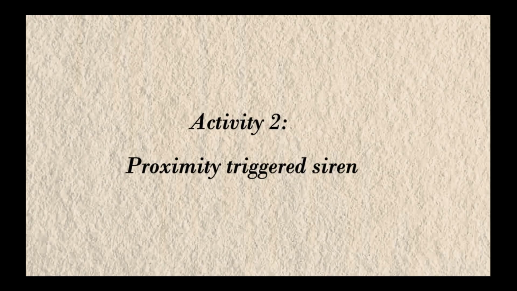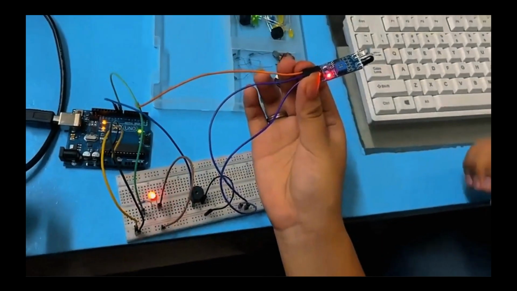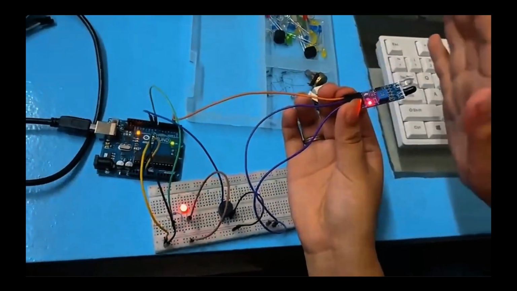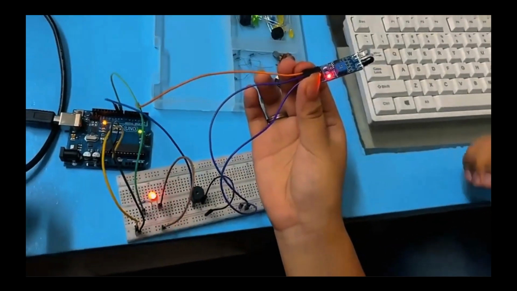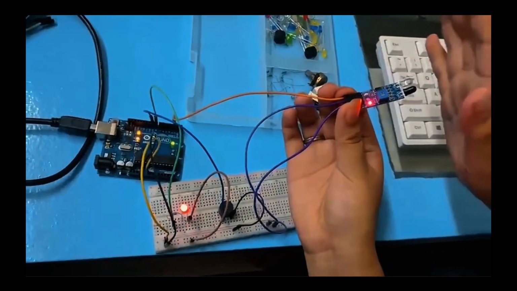Activity 2. Proximity Triggered Siren. In this activity, the IR sensor activates a buzzer and LED when something gets close. Challenges we faced: false alarms from reflection. Solution: calibrate the sensor to respond steadily and reliably.